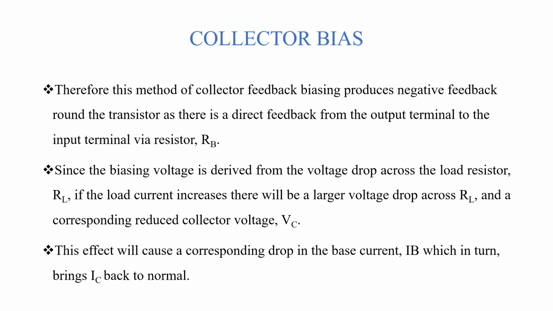Since the biasing voltage is derived from the voltage drop across the load resistor RL, if the load current increases, there will be a larger voltage drop across RL and a correspondingly reduced collector voltage Vc. This effect will cause a corresponding drop in base current, which in turn brings IC back to normal.